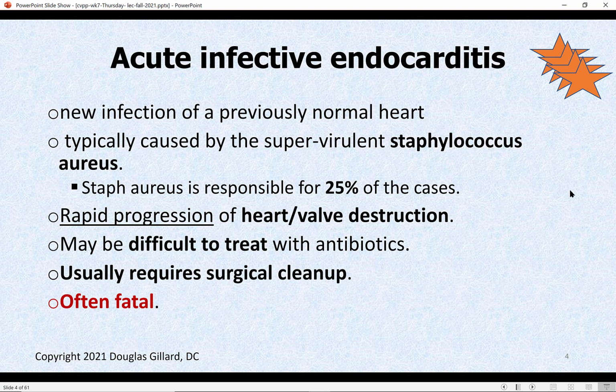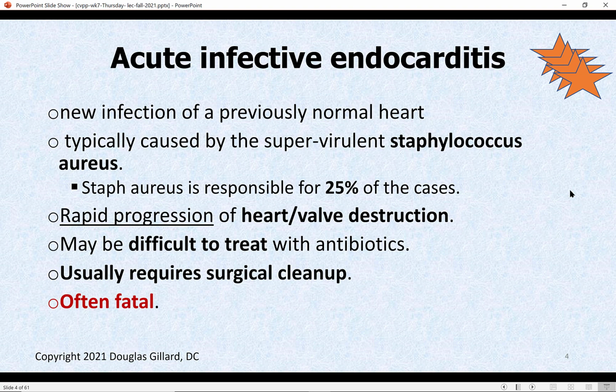There's two flavors of endocarditis. There's an acute infective type, which is very dangerous and often fatal. That's a new infection of a previously normal heart. So someone who didn't have rheumatic fever, has had no mitral valve replacement or aortic valve replacement. A good heart suddenly gets infected. This is not good.